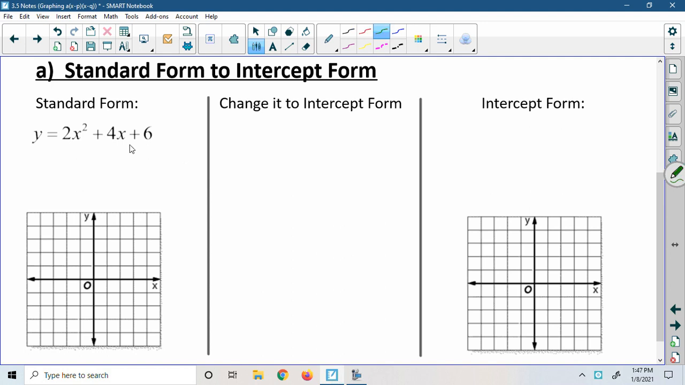So first, let's go from standard form, and let's try to change it to intercept form. Here's a function in standard form, 2x squared plus 4x plus 6. To get it to intercept form, you're basically going to use factoring. So first of all, we could factor out a 2. We'll be left with x squared plus 2x plus 3.